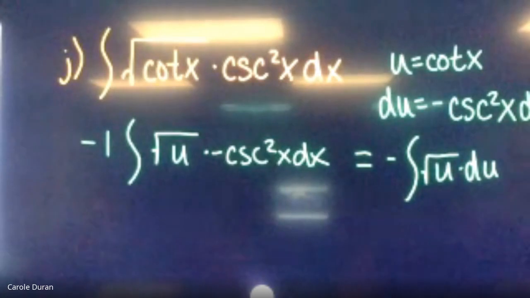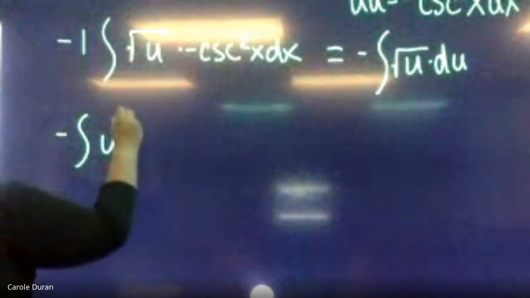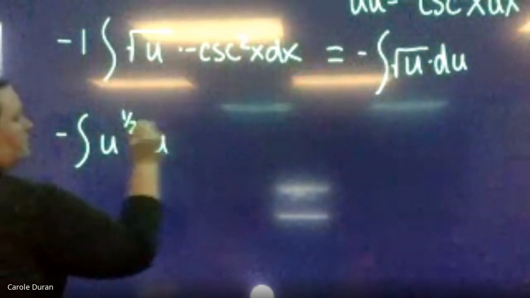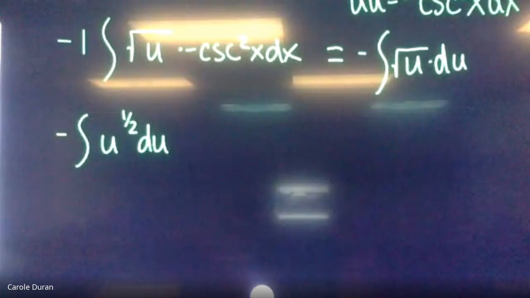Then what do I do? I would change that to a fractional exponent and then take the antiderivative, yes. Wait, so if I put the negative back, it's going to give me a different answer. Say that again. If I put the negative back in right now, it's not going to change anything.